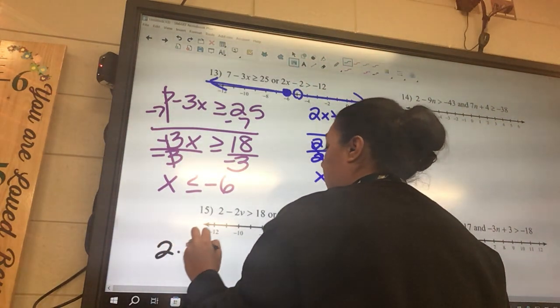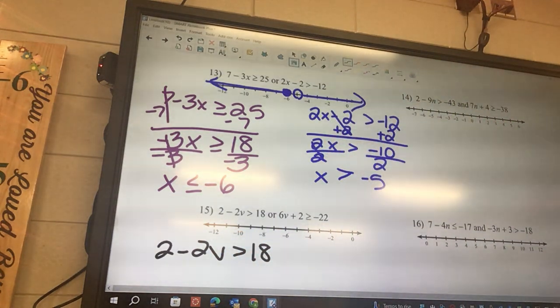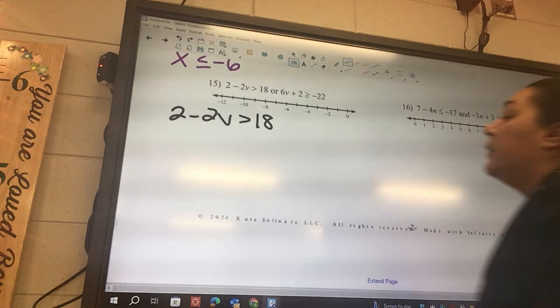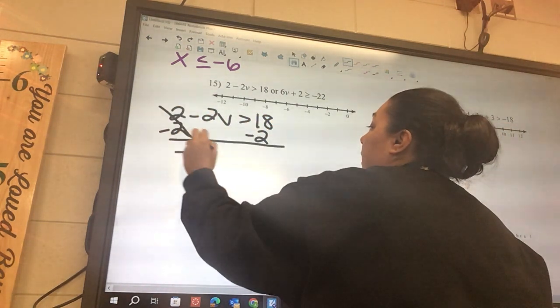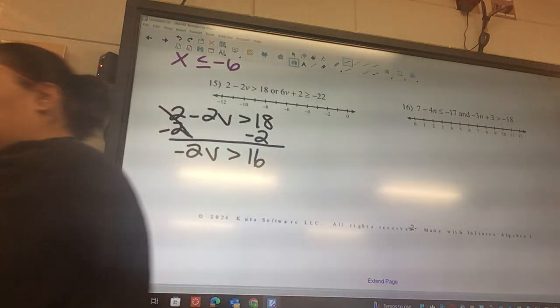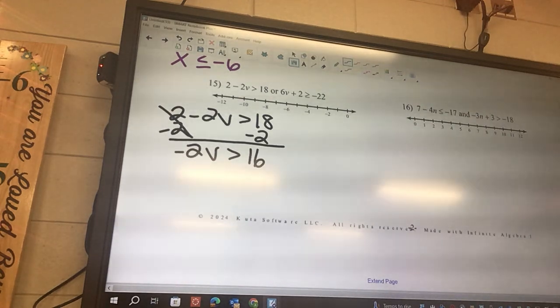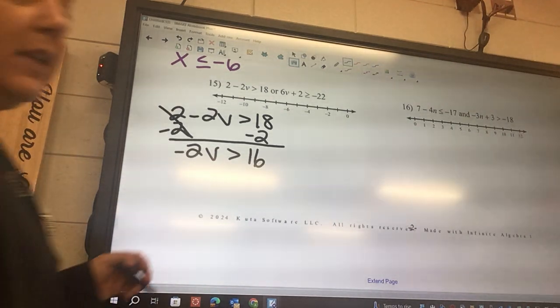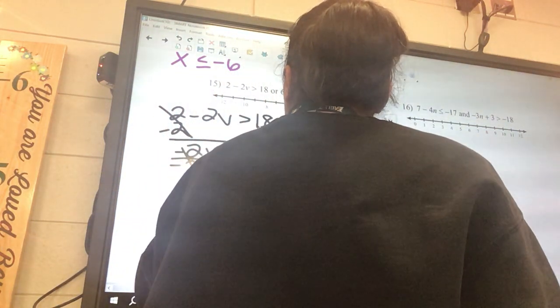Okay, we got 2 minus 2v. We're going to minus 2 from both sides. So I get negative 2v and a 16. And then divide by negative 2. And I need to flip.